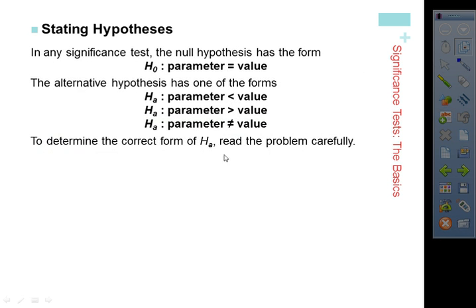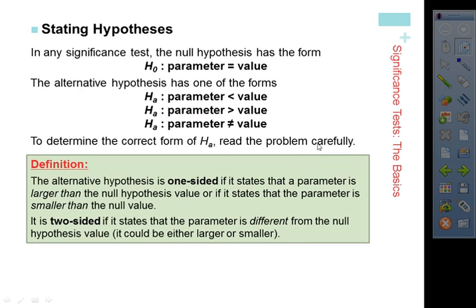To determine the correct form of HA, read the problem carefully. Okay? So you're going to determine what they're trying to prove. Remember, what we want to prove, we state as the alternative. This is really what we want to prove.